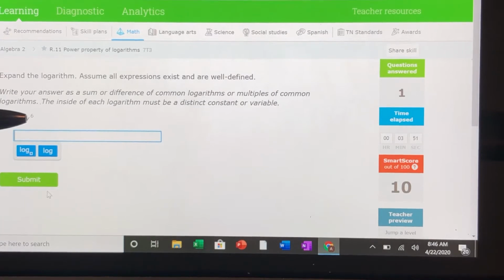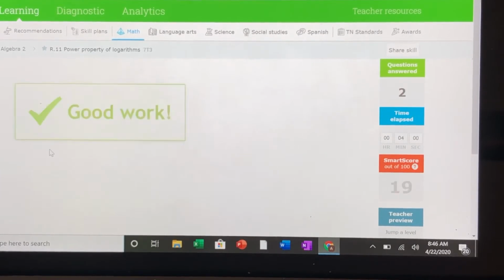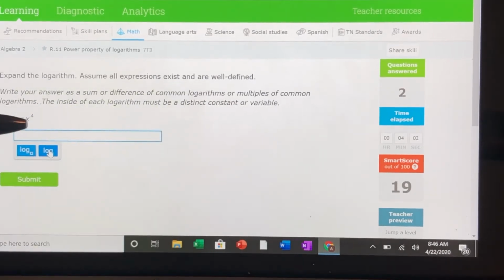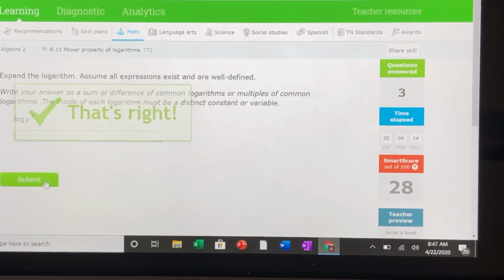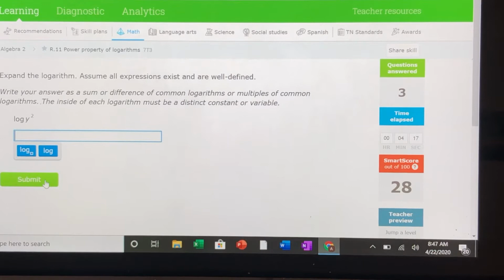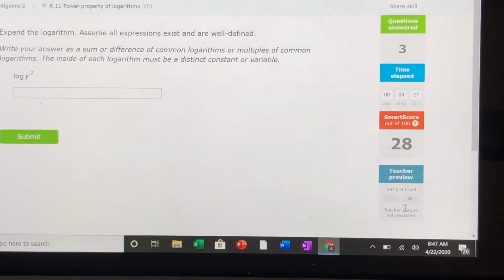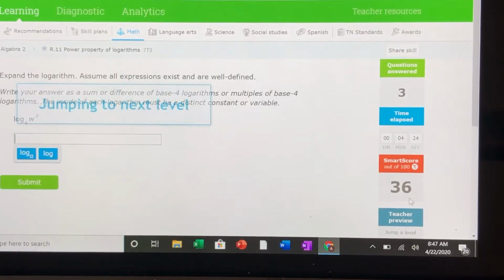Okay, how about this one? Here's the 6. Where does that 6 belong? It belongs in front. So this would equal 6 times the log of y. Where does that 4 belong? It belongs out front. 4 times the log of x. It's really that easy. We're up to 28 so far. Let's have it skip a level, and let's have it find some more difficult problems for us, if that's possible for this one. Let's try this.